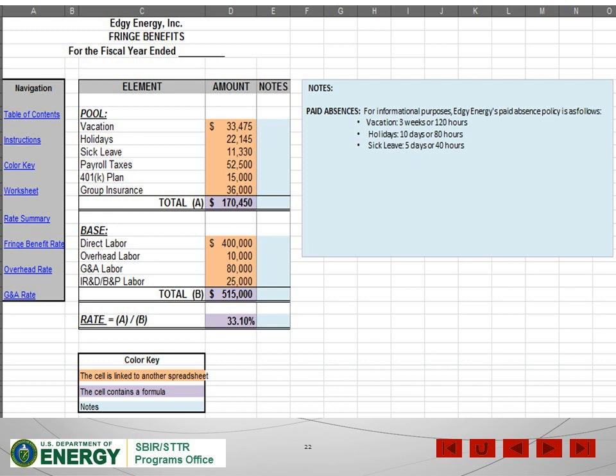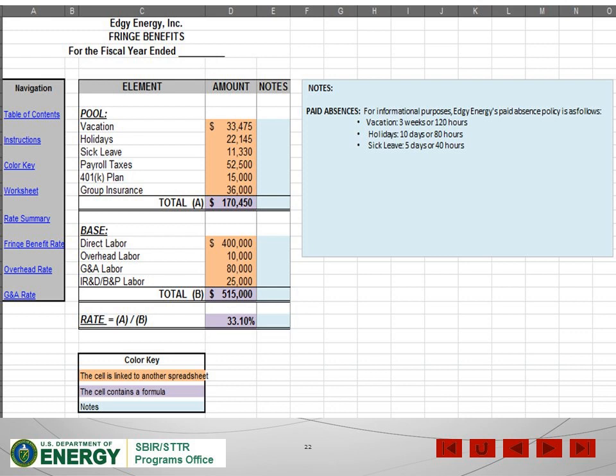This base is comprised of total labor, direct labor, overhead labor, G&A labor, and IR&D and B&P, or your independent research and development, and bid and proposal. Also note that the base total equals the total labor from the worksheet tab. For the calculation of the rate, this base is also considered to be the denominator.